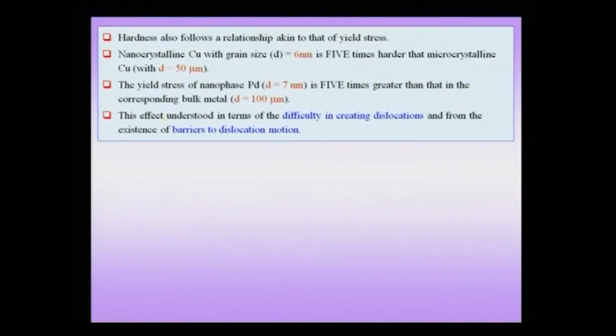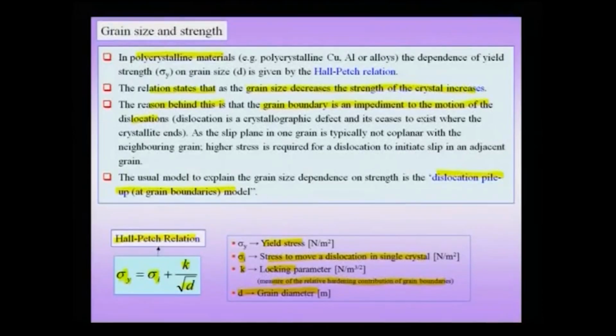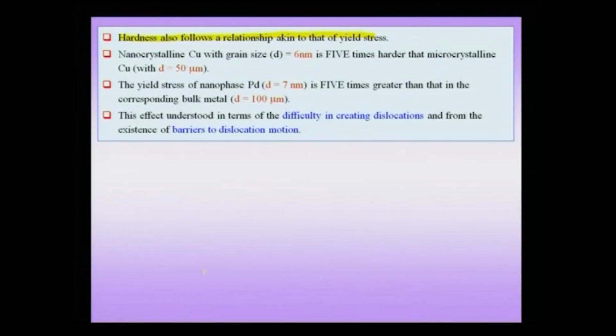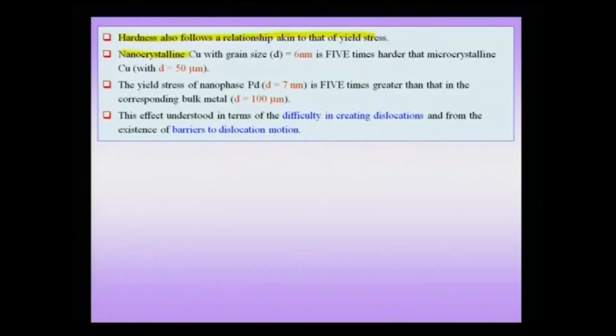And additionally, it is found that hardness also seems to follow a relationship similar to that for yield stress in the case of very many materials. In other words, instead of sigma y, I can write the hardness of the material, and still it will have a 1 by root d kind of dependence on the grain size. And as I pointed out, that means that if I go to smaller and smaller grain sizes, then I would obtain a harder and harder material, or a material with higher and higher yield stress, and it has been found that nanocrystalline copper with a grain size of about 6 nanometers is about 5 times harder than a material with about 50 micrometer grain size.